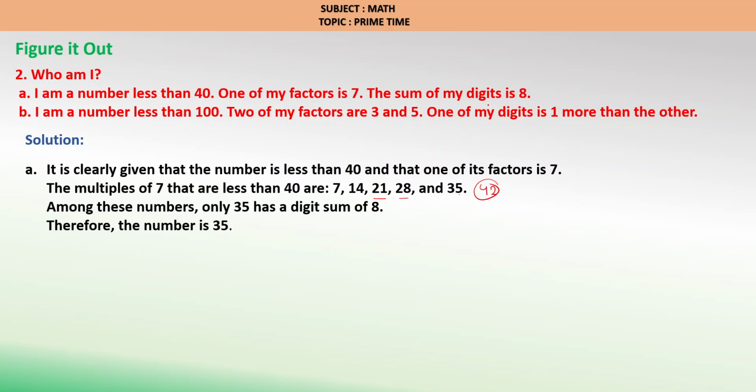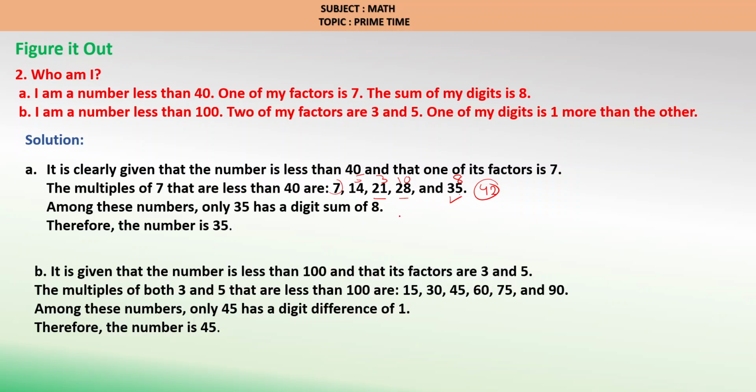Next, the sum of the digits is 8 in the given. So if we observe here, only single digit 7, 4 plus 1 is 5, 2 plus 1 is 3, 2 plus 8 is 10, 3 plus 5 is 8. So therefore among these numbers only 35 has a digit sum of 8. Therefore the answer is 35.